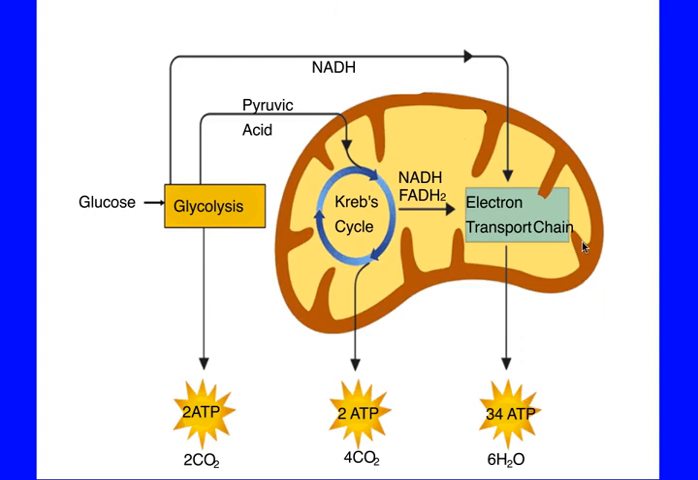Okay, and that's basically the parts for cellular respiration. It's divided into 3 phases: glycolysis, Krebs, and the ETC. And each phase is going to have a different product and reactant that's going to be made.